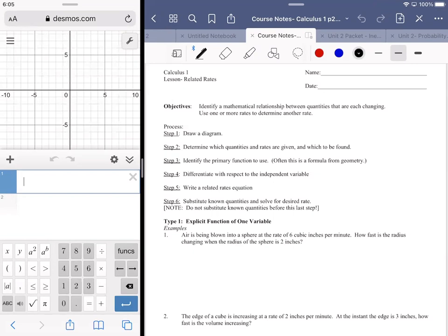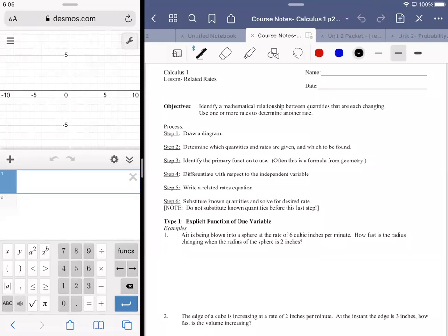Step 5, write a related rates equation. That just seems like, wow, we're finally getting around to that. But a related rates equation is an equation that relates, which is what an equation is. It's a relationship between variables. What we're saying is we want that relationship to be between rates of change, right?